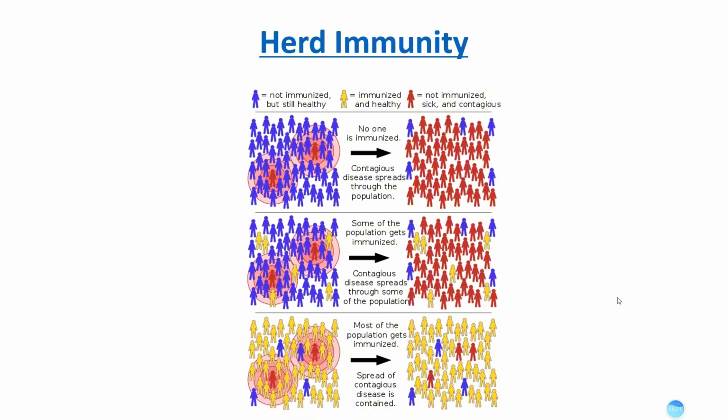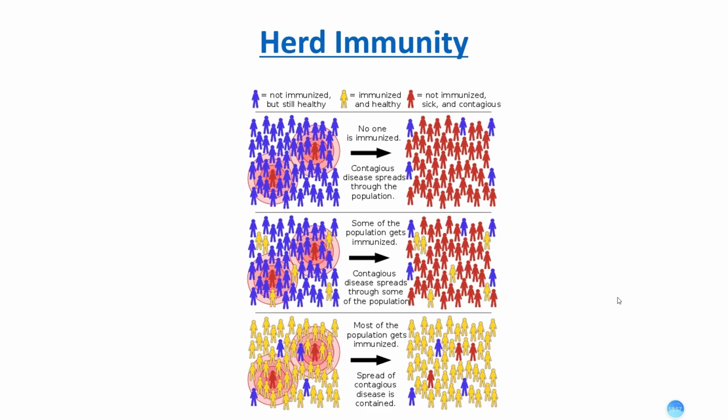Okay, in this group, the blue persons are not immunized, but still they are healthy. While here the yellow color indicates those people who received the vaccine, who are immunized. The red ones are those who didn't receive the vaccine, not immunized. They got sick, they got infected, and they are contagious. Contagious means that they are able to spread the germ.